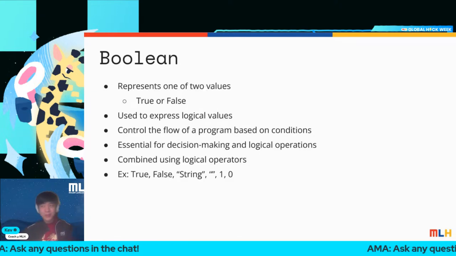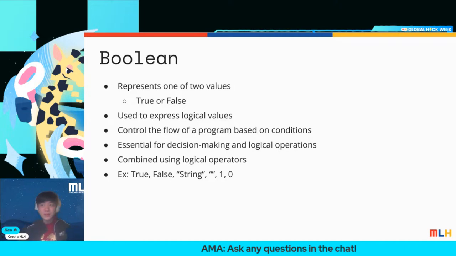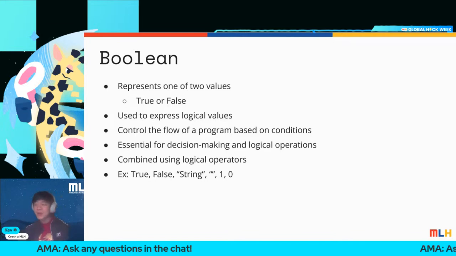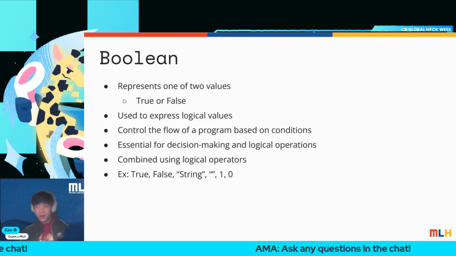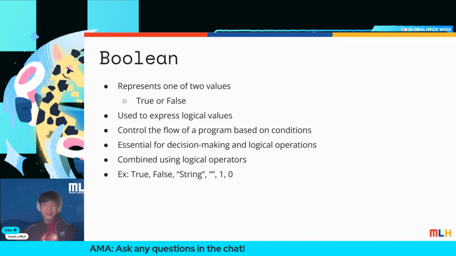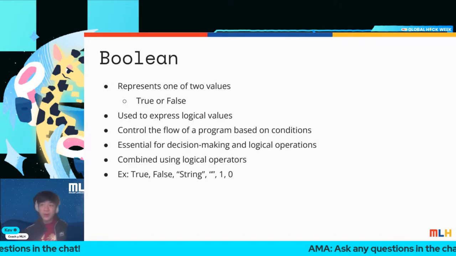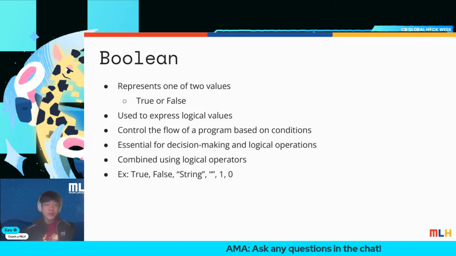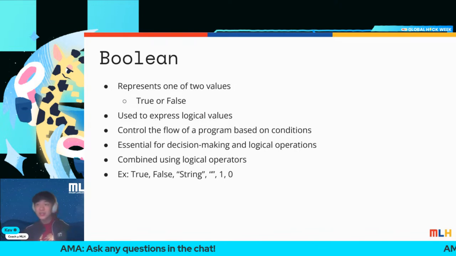With that being said, we're going to move on to one of our best buddies in this, which is called Booleans. So what are Booleans? Booleans are just the representation of one of two values, which are true or false. This is generally used to express logical values. It can also control the flow of the program based on conditions. We're going to talk more about that later, things such as conditional loops, conditional jumps, and so on and so forth.